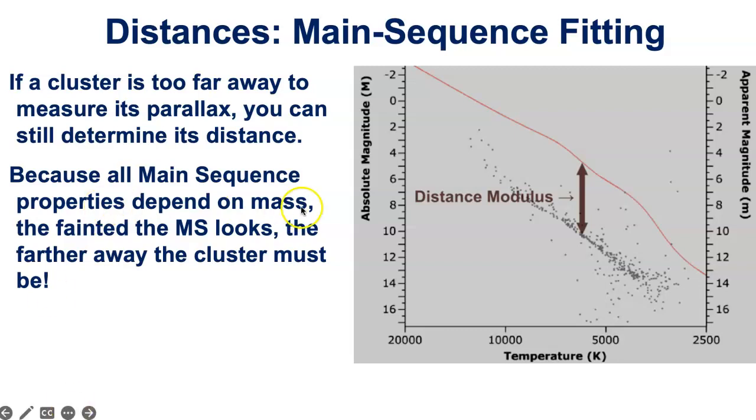Because if you look at the absolute magnitude versus temperature, this is basically an HR diagram. Absolute magnitude is another way of talking about the luminosity of a star. So this is a graph of luminosity versus temperature. This is an HR diagram. The red line here, that's the main sequence for all main sequence stars, given the luminosity and the temperature.